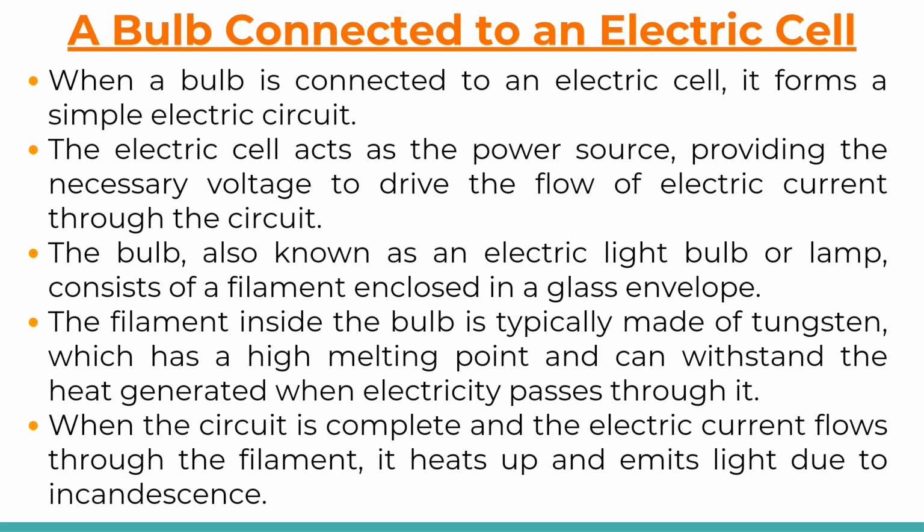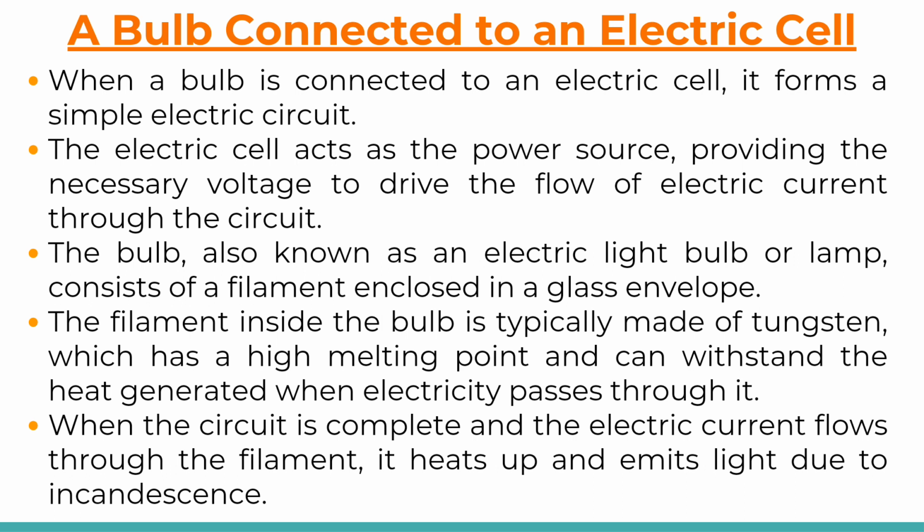A bulb connected to an electric cell. When a bulb is connected to an electric cell, it forms a simple electric circuit. The electric cell acts as the power source, providing the necessary voltage to drive the flow of electric current through the circuit. The bulb, also known as an electric light bulb or lamp, consists of a filament enclosed in a glass envelope. The filament inside the bulb is typically made of tungsten, which has a high melting point and can withstand the heat generated when electricity passes through it.